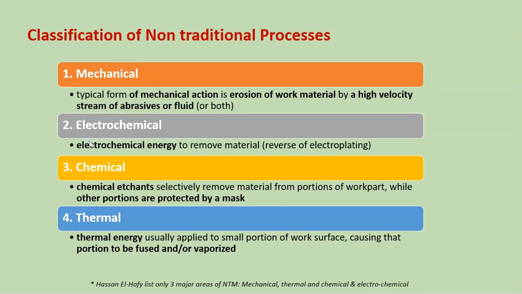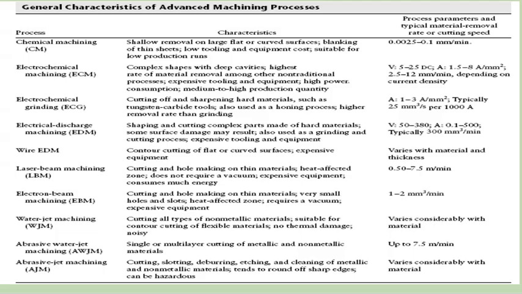Electrochemical involves electrochemical energy to remove material, which is the reverse of electroplating. Chemical involves chemical agents that selectively remove material from portions of the work part. This one is applied in the electronics industry. Thermal energy is usually applied to a small portion of the surface, where the portion is to be fused or vaporized. So there are four classifications for non-traditional processes.